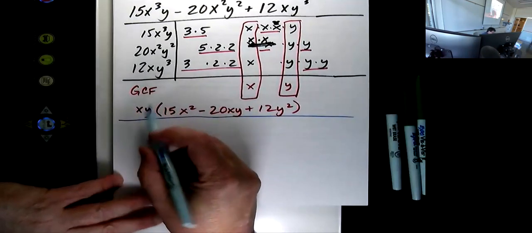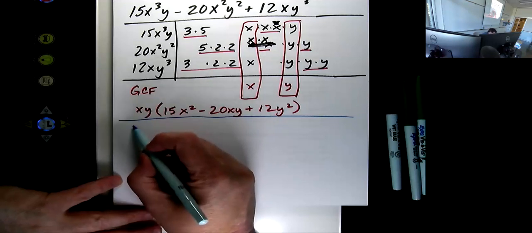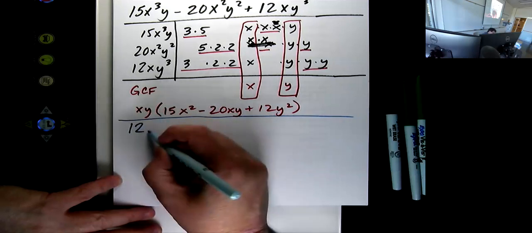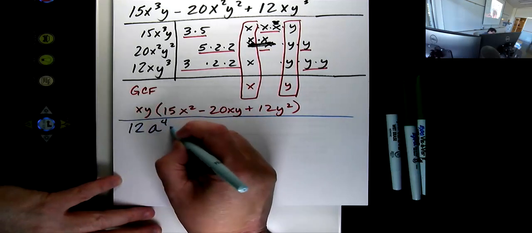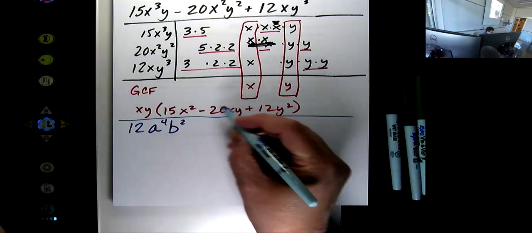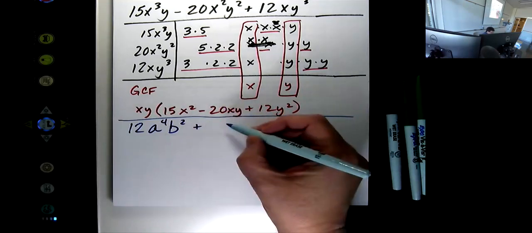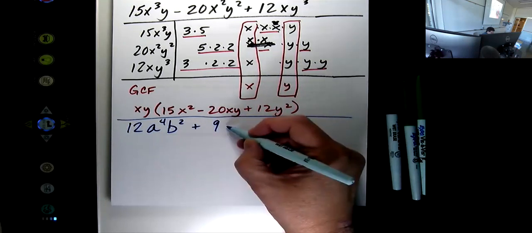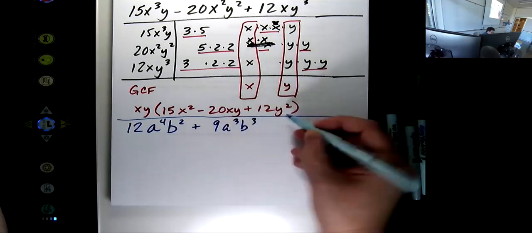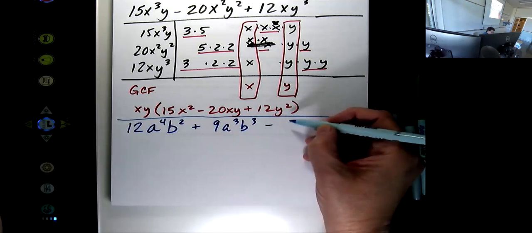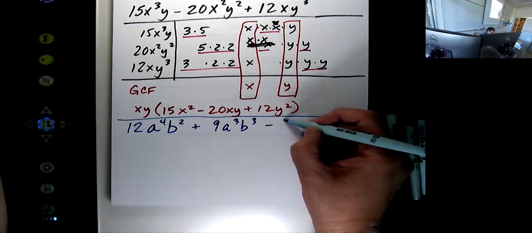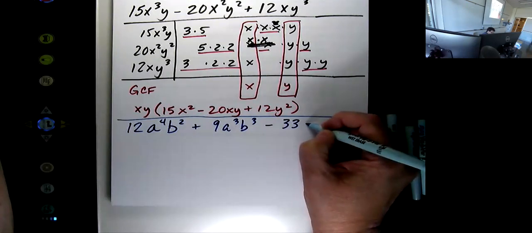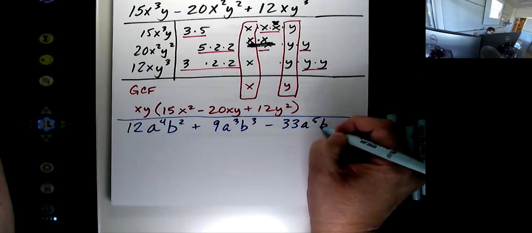So let's go with a to the fourth b squared plus 9a cubed b cubed minus 33a to the fifth power b squared.